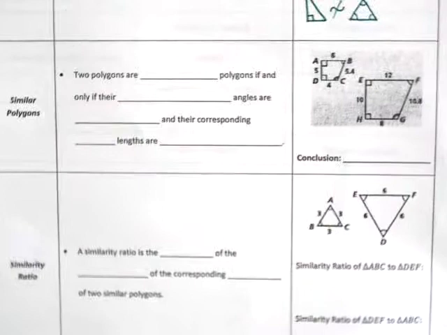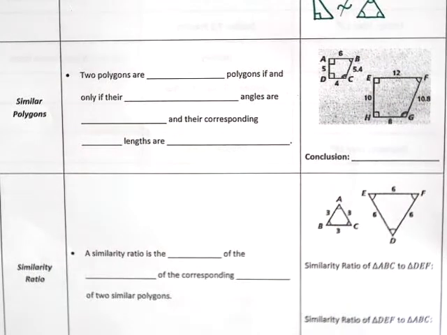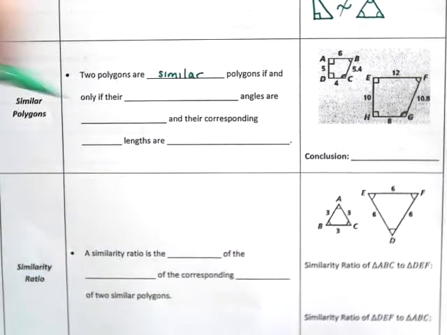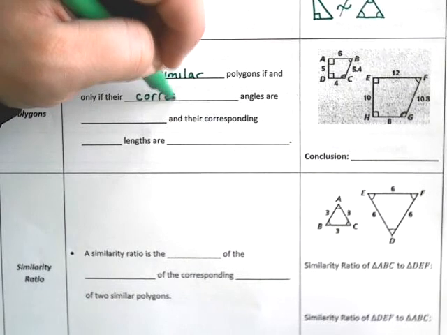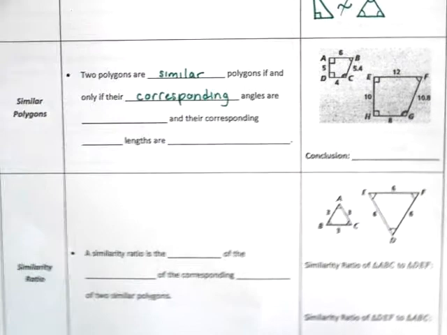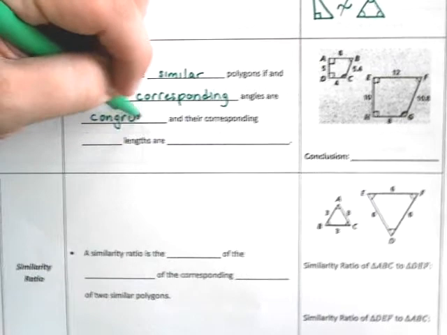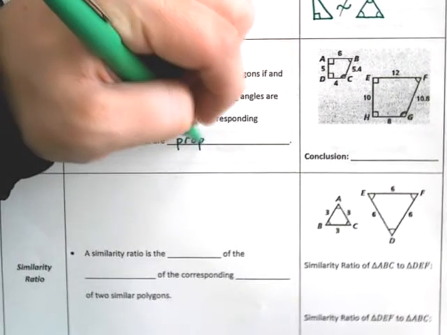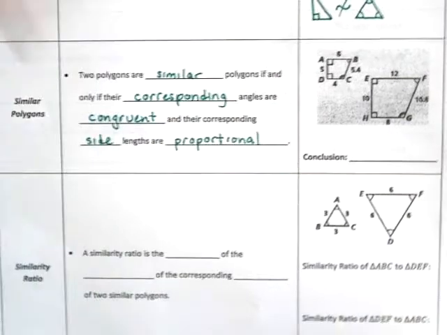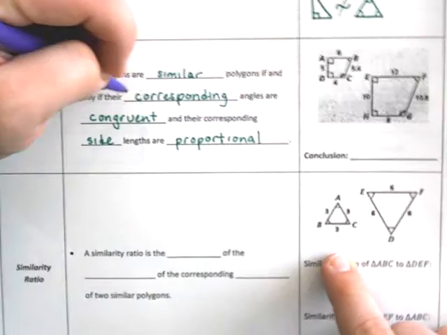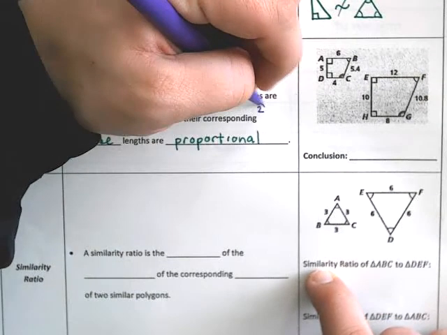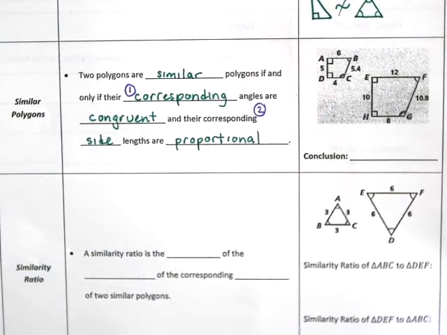Okay, so as we move on a little bit, this is kind of the big takeaway from this lesson. Okay, two polygons are similar if and only if their corresponding angles are congruent and their corresponding side lengths are proportional. Alright, so these are the two checks that we're going to be using. The first check is for corresponding angles to be congruent, and then that second check that we're going to be doing throughout this chapter is checking to see that the sides are proportional to one another.